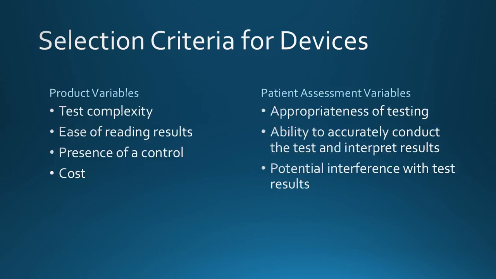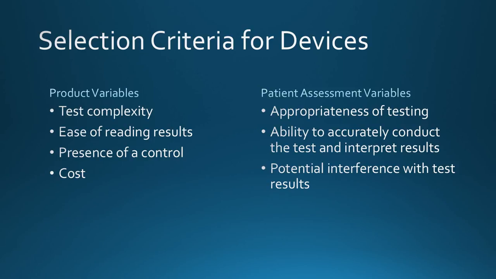Further selection criteria are listed here. There's both product variables and then patient-specific variables. So for the product, you want to consider how easy is it to read, is it difficult for the patient to perform. Presence of a control is generally desirable so the patient has something to compare it to. And then cost can also be a huge limitation, as many of these tests are upwards of $50 to $100.